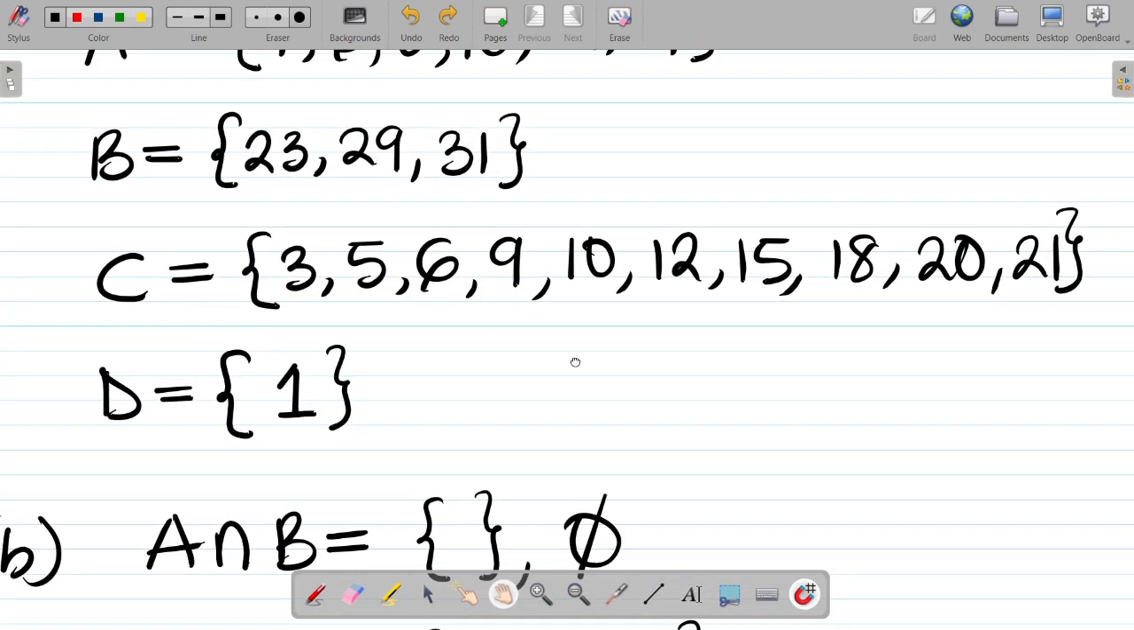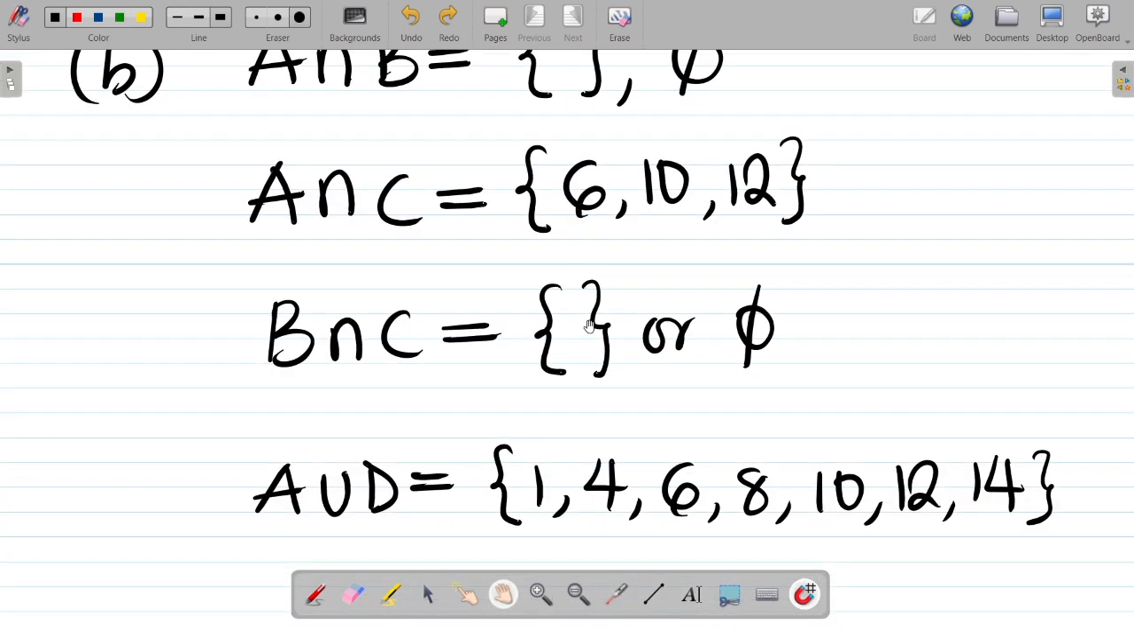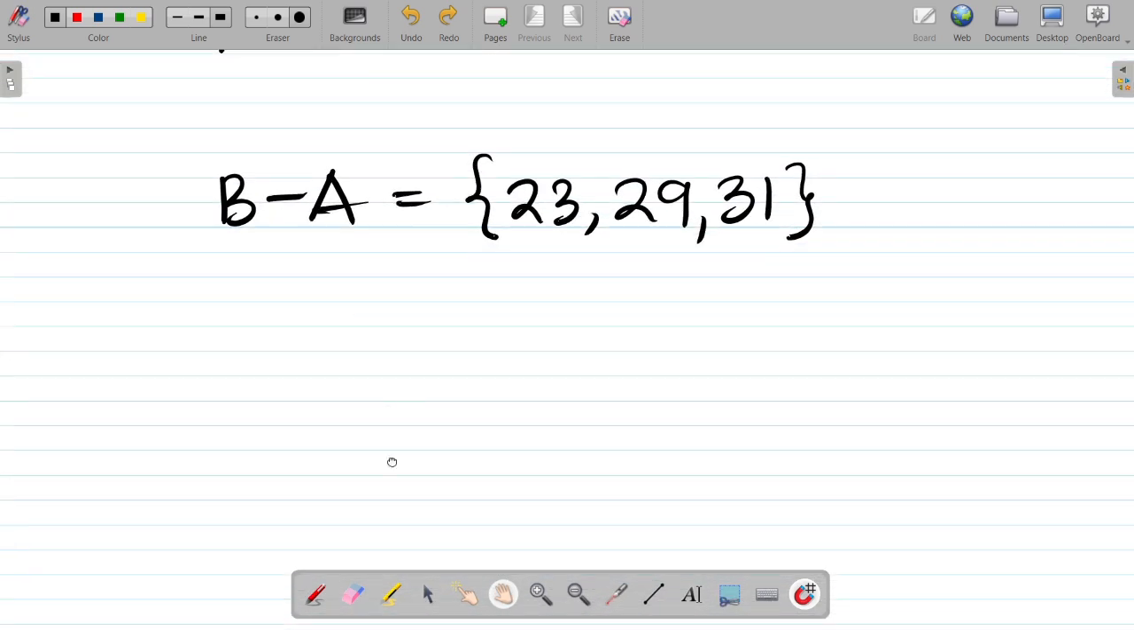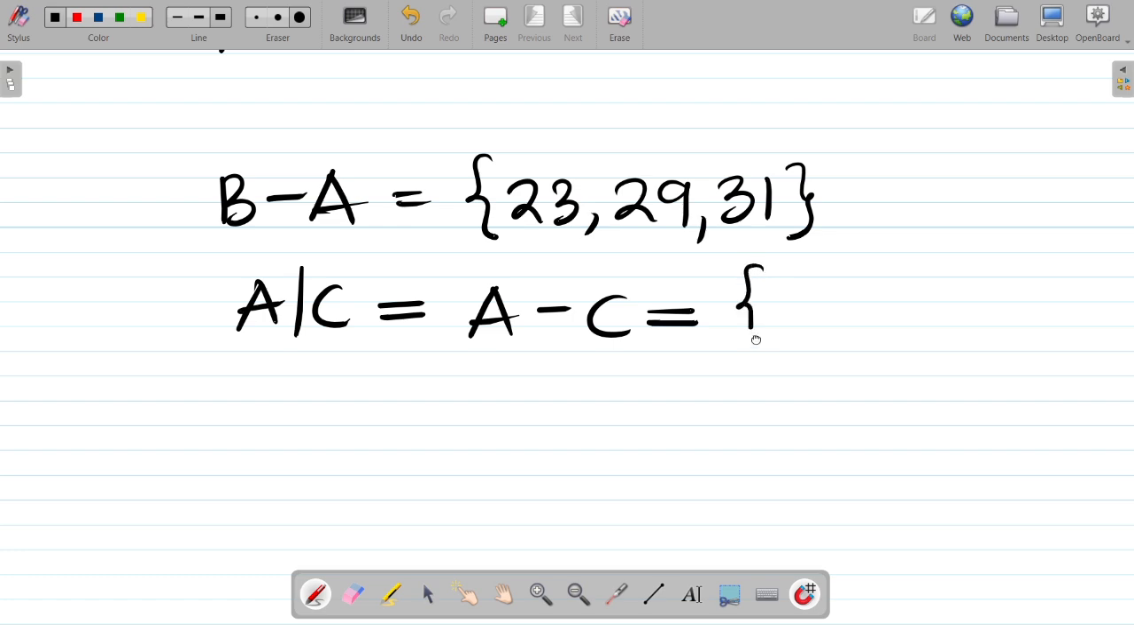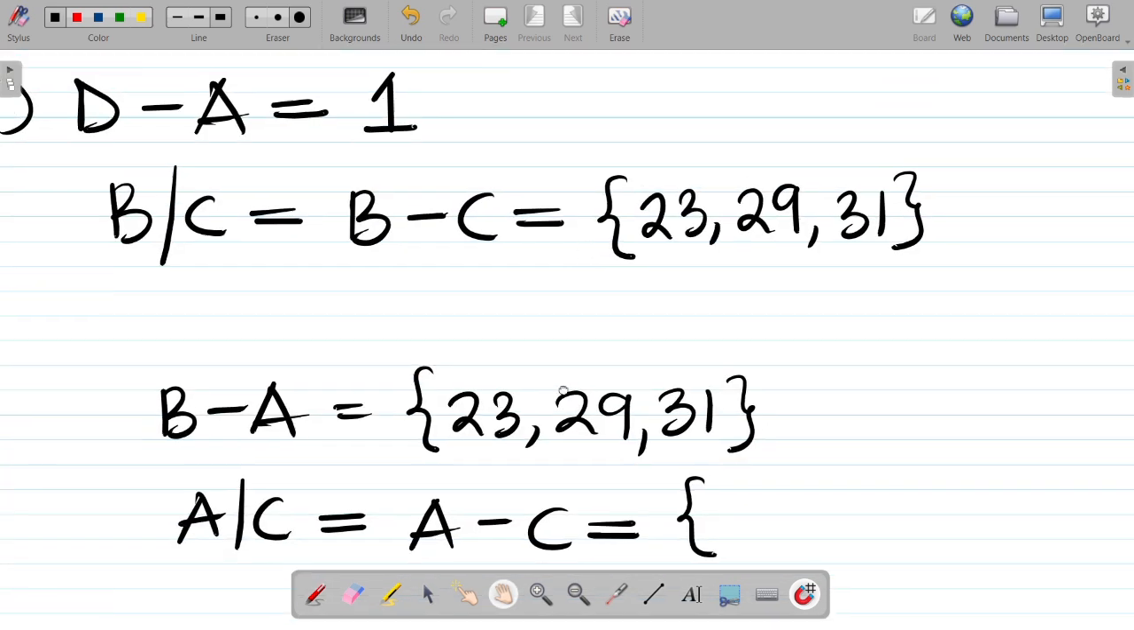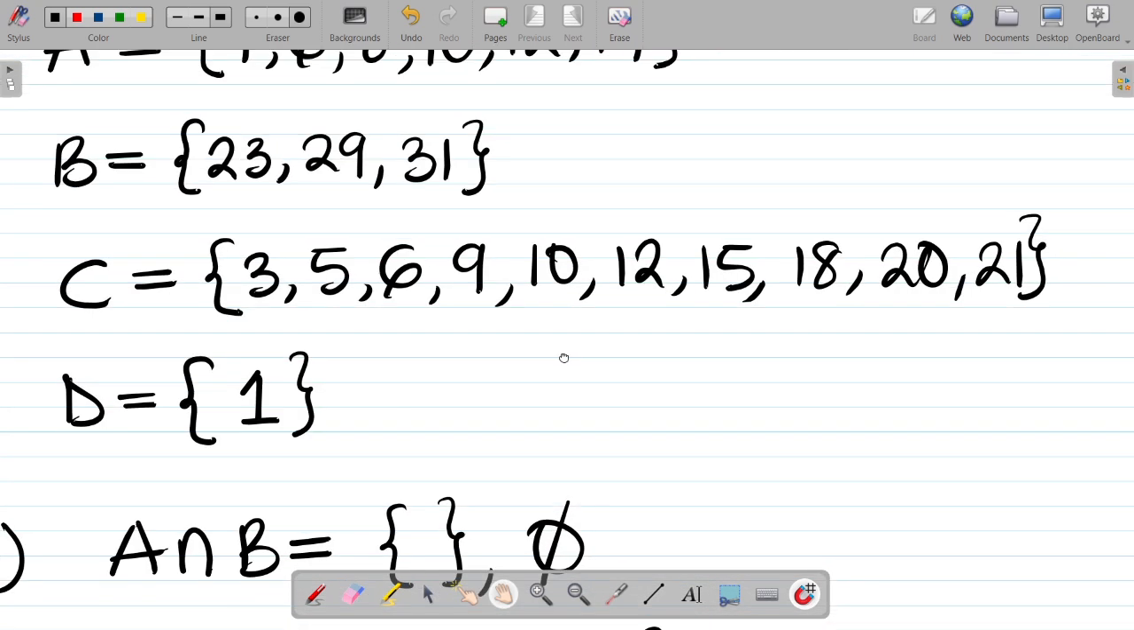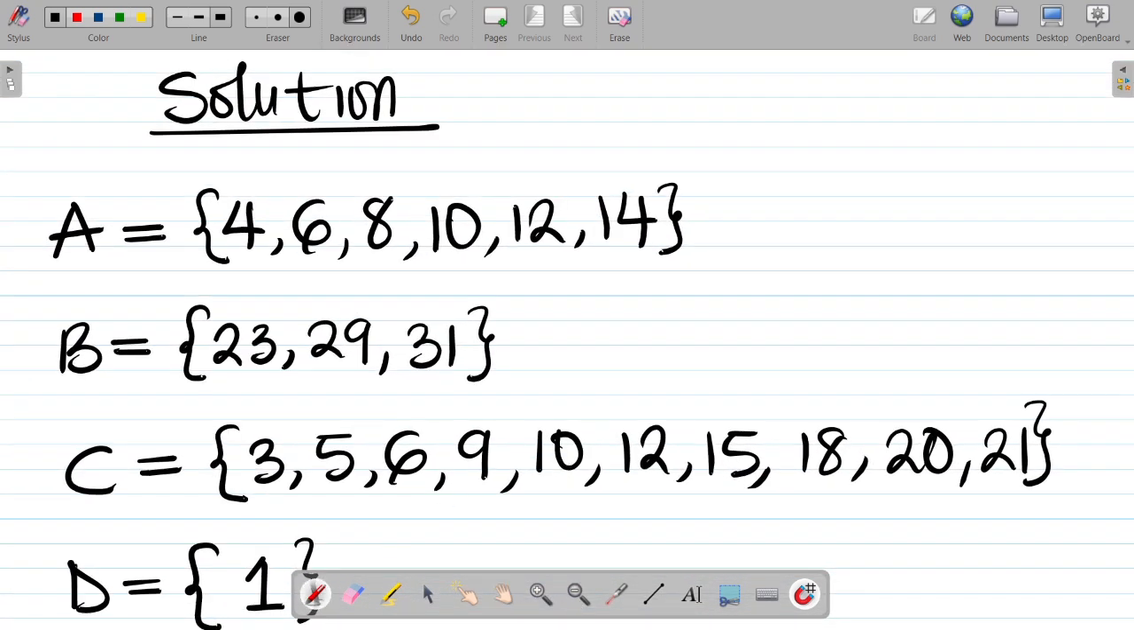What's A slash C? Do we have a value for that yet? Nope, we don't. Let's get A slash C. A slash C simply means A minus C. They're the same thing. For A minus C, we'll take those elements in A not in C. Let's look at the elements in A that are not in C. In A, I have 4 here. 4 is not in C, so I'll take 4.